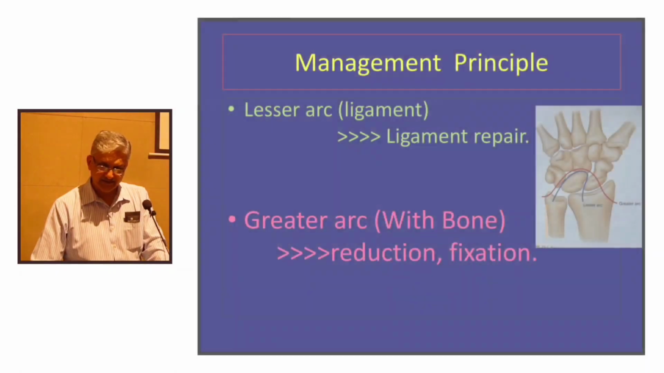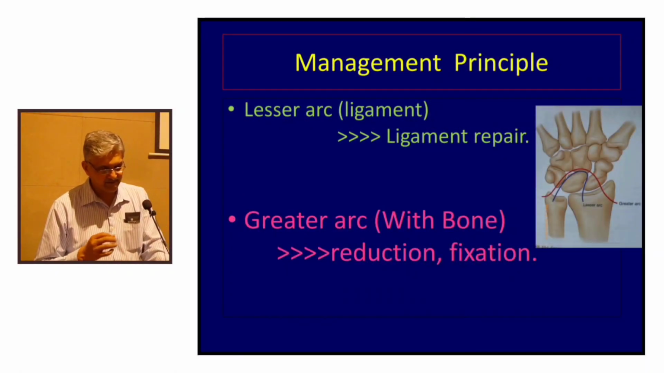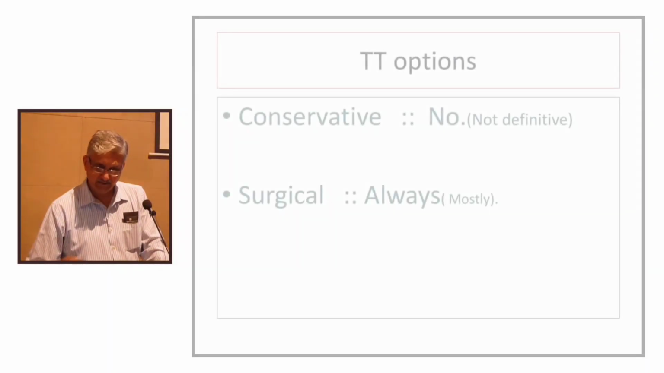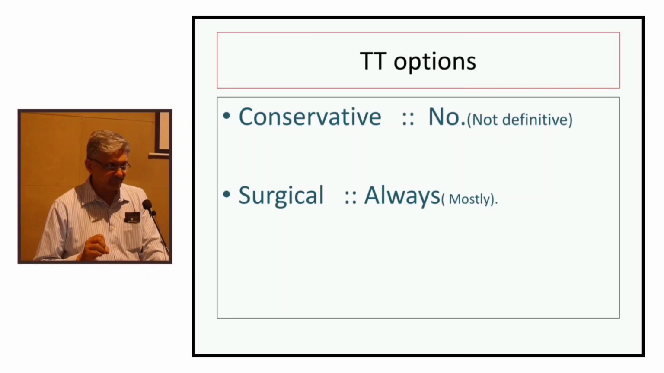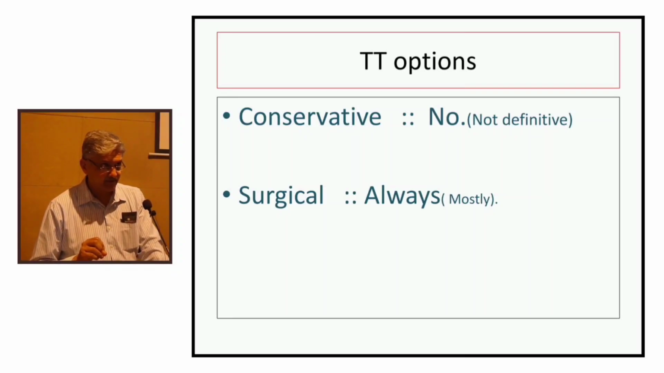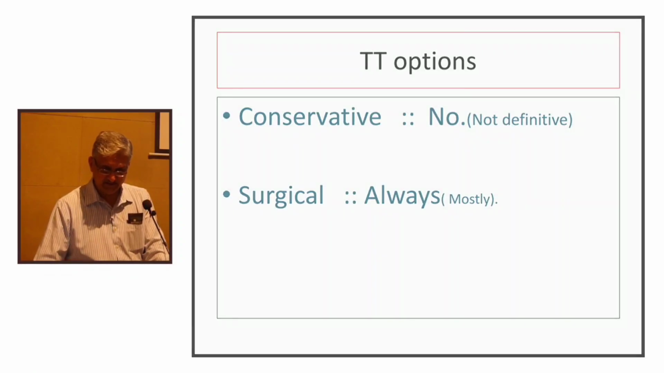What is the management principle? If it is ligament injury, repair the ligament. If greater arc bone injury, repair the bones. Protect the nerve. Treatment: there is no role of conservative management, because even on day 1, day 2, day 3, day 5, the bones have been able to be reduced, but it is going to fall apart, and therefore treatment is almost always surgical.